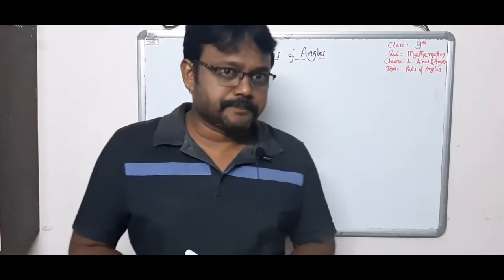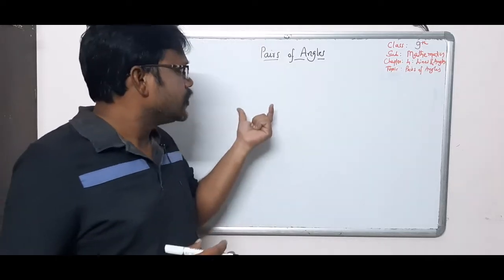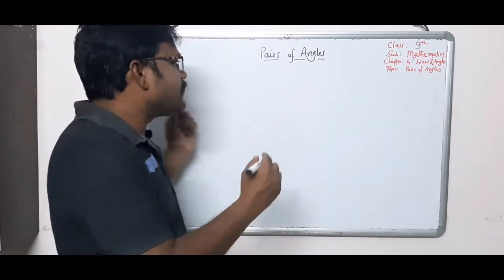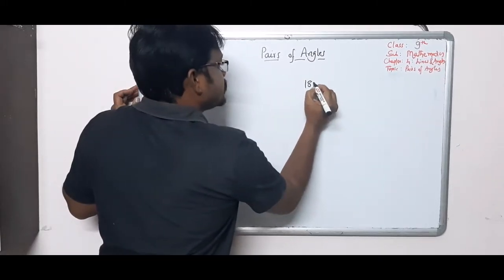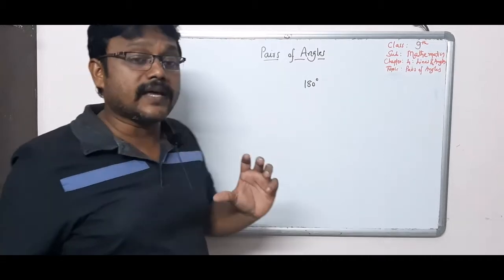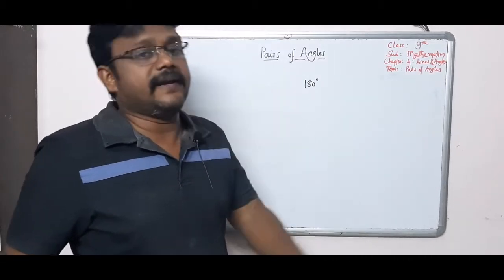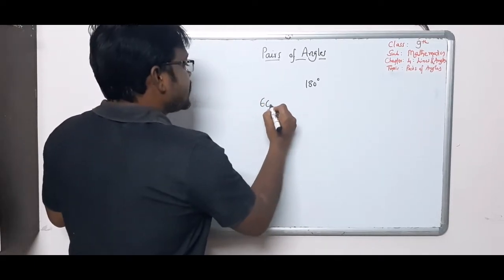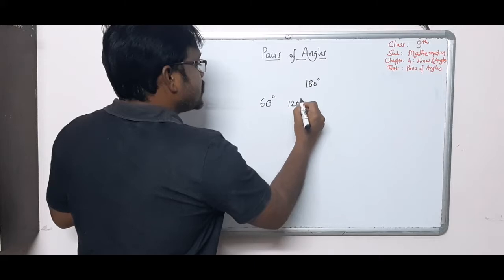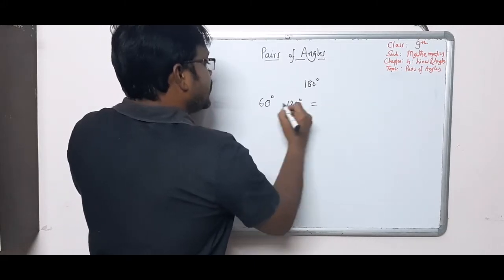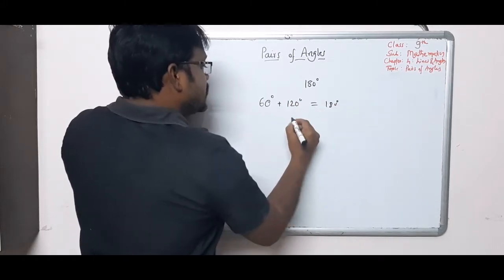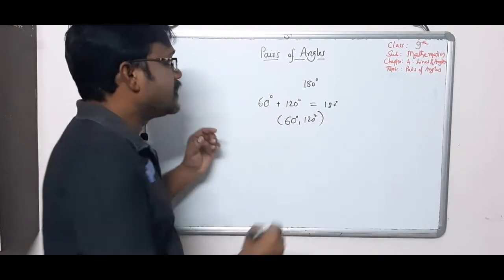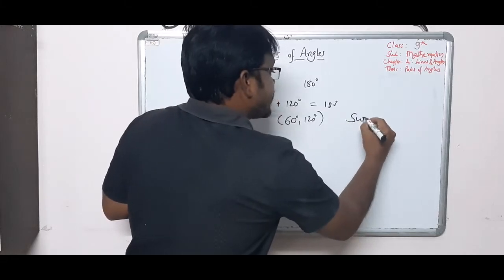Now the second pair. If the sum of two angles is two right angles, what I mean is, if the sum of the angles is 180 degrees, then such a pair is known as a pair of supplementary angles. So the second pair we are going to discuss. Suppose one angle is 60 degrees and the other angle is 120 degrees. If we add these two, we get 180 degrees. So that's why 60 degrees and 120 degrees is a pair of supplementary angles. This is the second one.